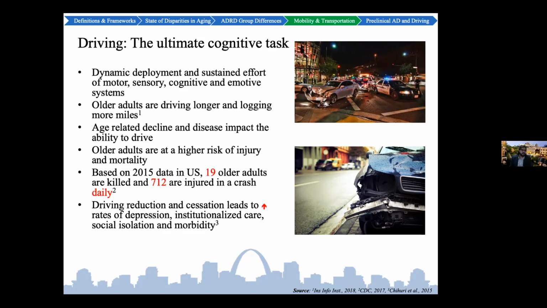And finally, we know that the flip side of the coin is that driving reduction and driving cessation typically lead to higher rates of depression, a faster rate of institutional entry and care, and then social isolation and morbidity.